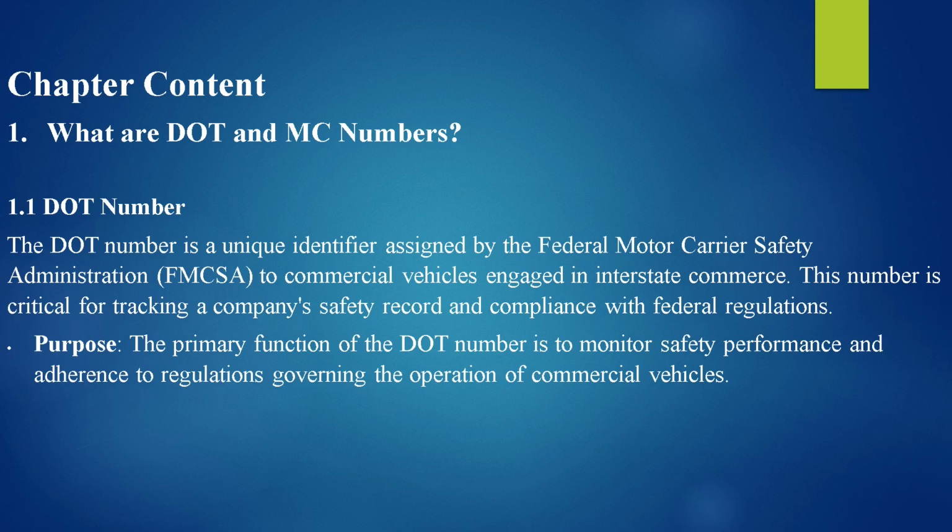The purpose, the primary function of the DOT number, is to monitor safety performance and adherence to regulations governing the operation of commercial vehicles. So this is the number that they use when you're actually pulling somebody's overall record, whether you're looking at the carrier or a driver, because one reflects the other. When you're looking at the PSP and all the violations they may or may not have had, that's the reason it's important for the drivers themselves to make sure that the carrier they're going with is adhering to the regulations.